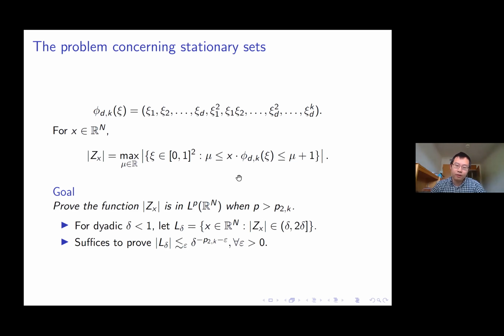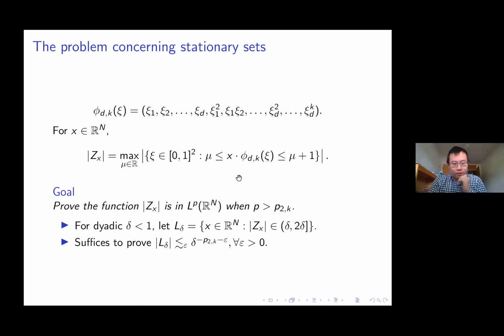Okay, so what's a common strategy of doing this? Well, z of x is always less than 1, so you just need to care about the decay around infinity. Of course, it might decay differently in different directions, but a common way to prove such an estimate is you take a dyadic delta, and you just look at those x such that z of x has a measure between delta and 2 delta, and I call this collection of x to be L of delta. And it suffices to prove L of delta has a measure less than delta to the minus p2k minus some epsilon of room on the exponent. So this is a standard thing to do.